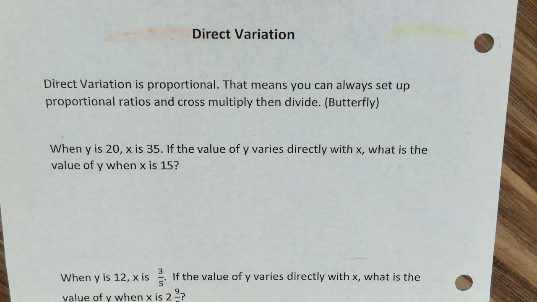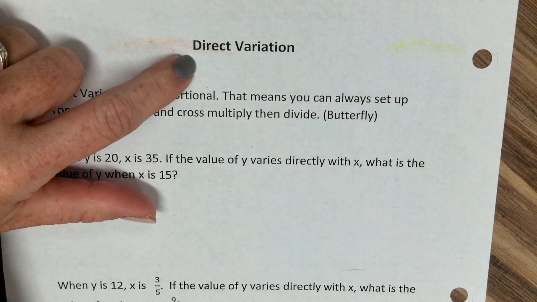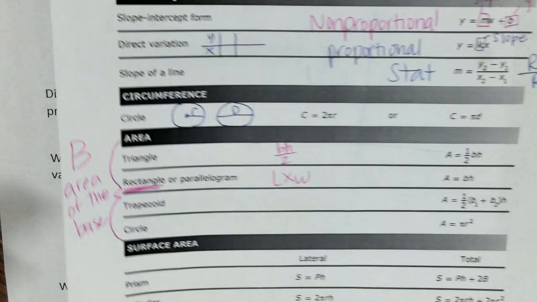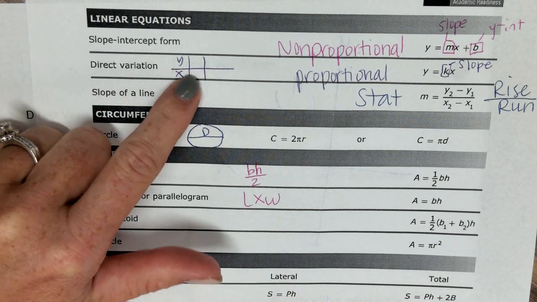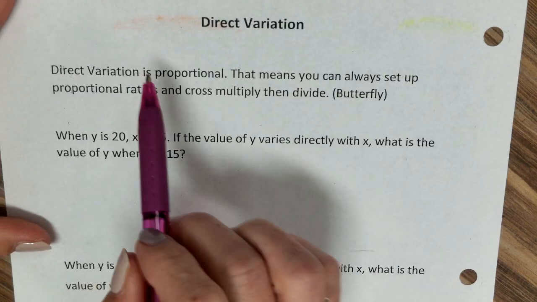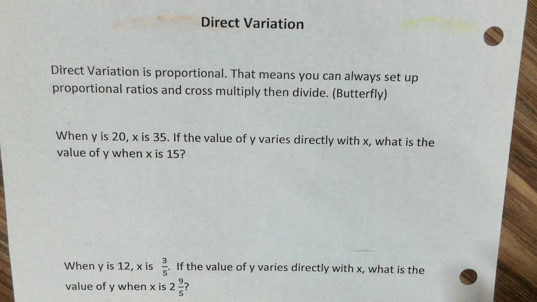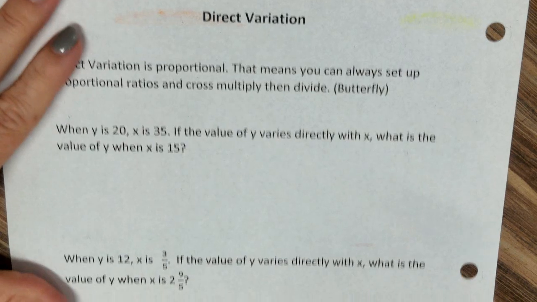Now we're going to talk about proportional situations, which are also known as direct variation. Remember, this is on your star chart right here where it says direct variation. So what do you think we're about to do? We're going to make a box because it says the words varies directly. So here we go. Direct variation is proportional. It means you can always set up proportional ratios and cross multiply and divide. All right, so let's go do it.